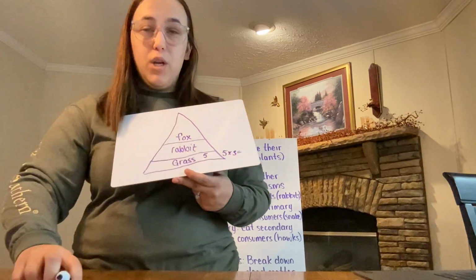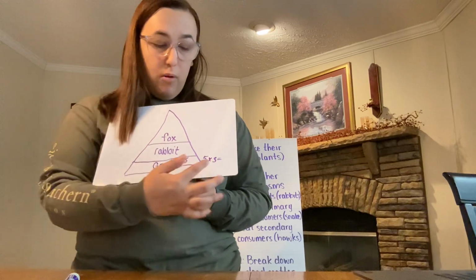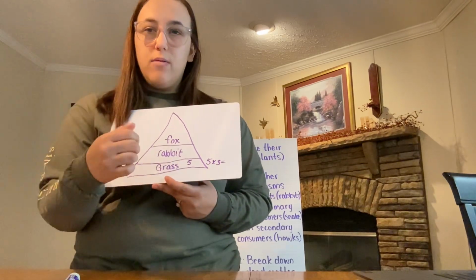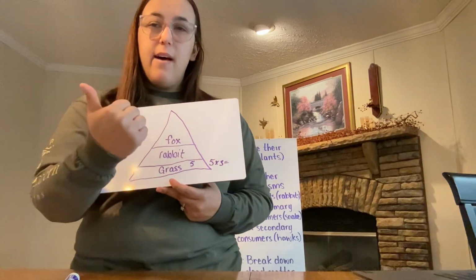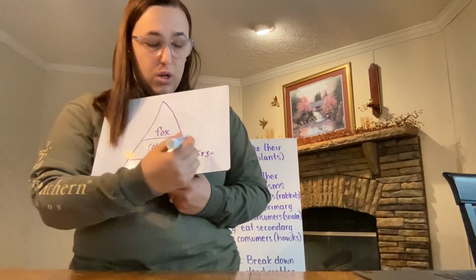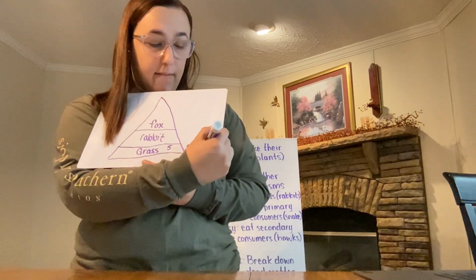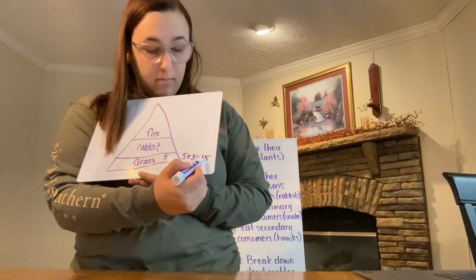so now we can use skip counting or we can use our counters to figure out the total. So right now let's do skip counting. So we would start out with 5, 10, 15. So our grass is going to have 15 energy points in total.